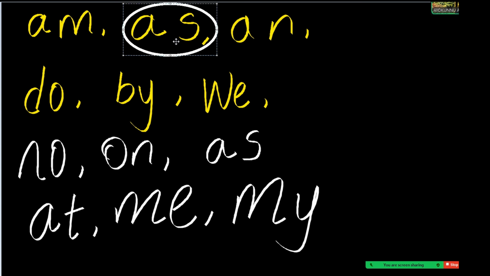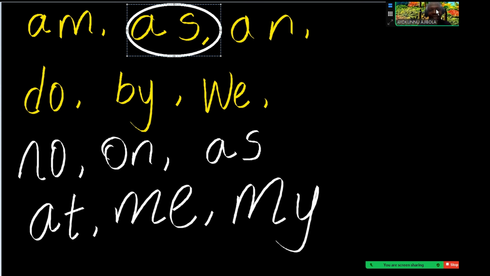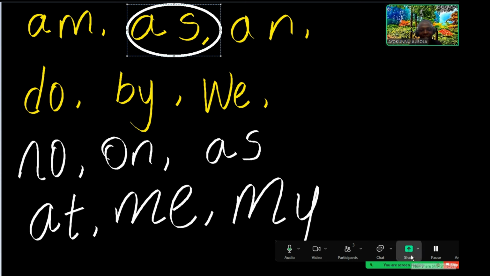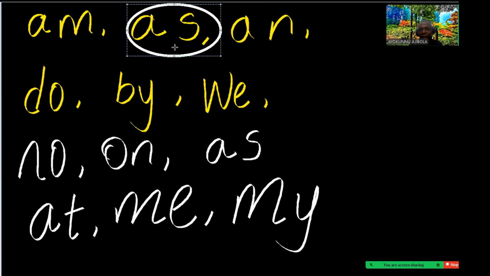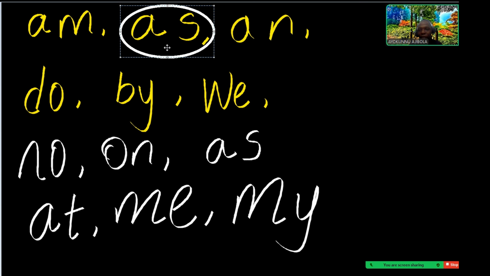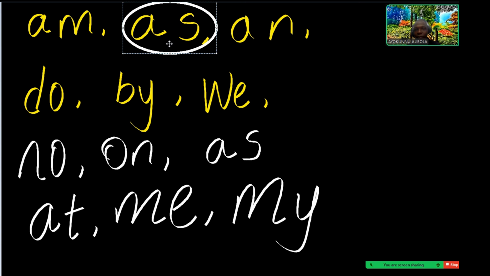Oh, go look at the board. What is this one? Yeah? You said what? I don't know. Try it. Try it, okay? Okay. Now try it. I can't see your face. You said what? You can see the screen, right? Yeah. So what is this word? A S. As.